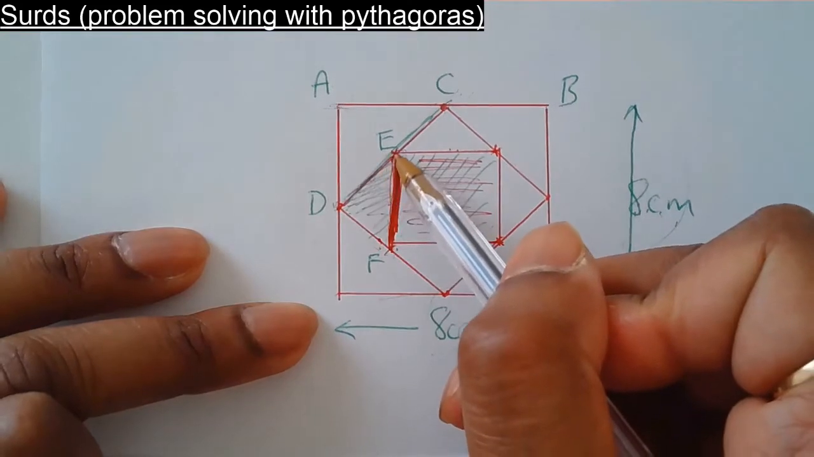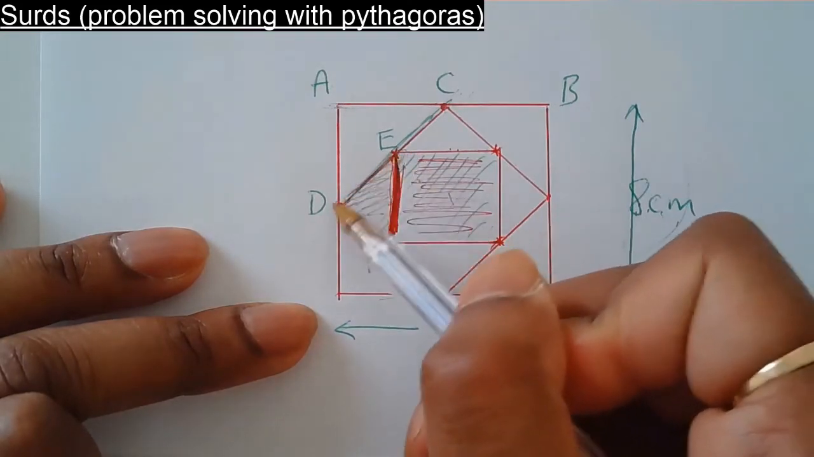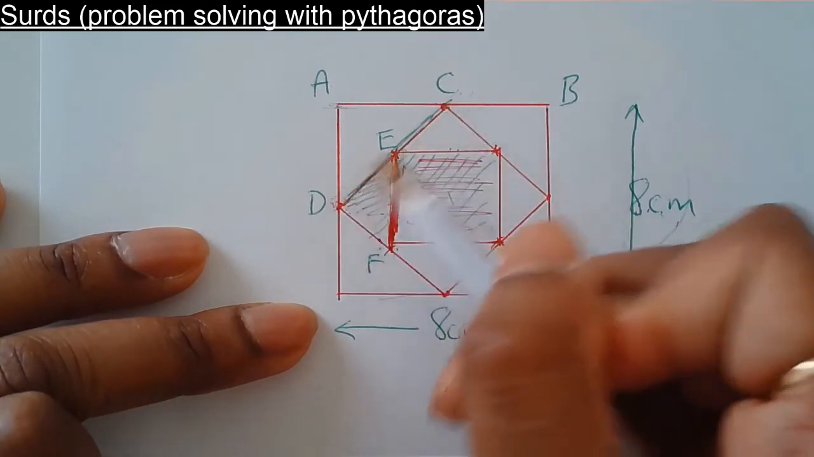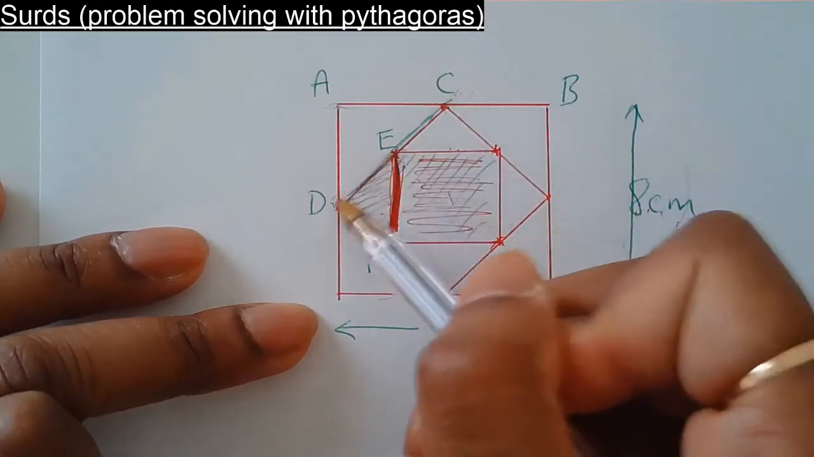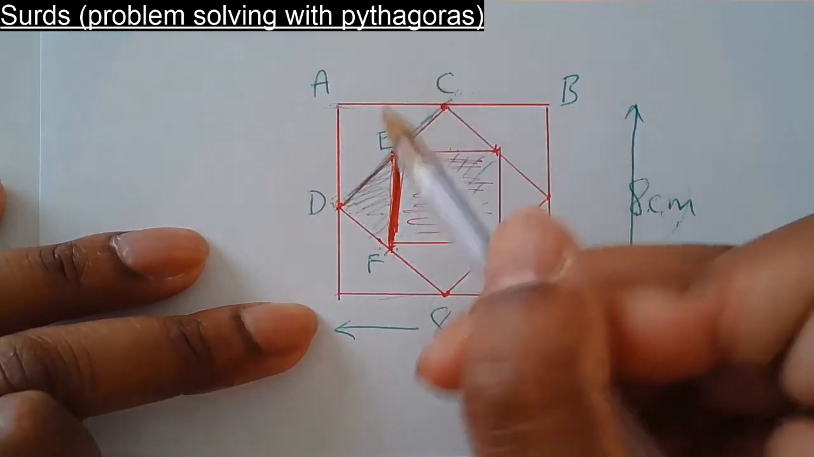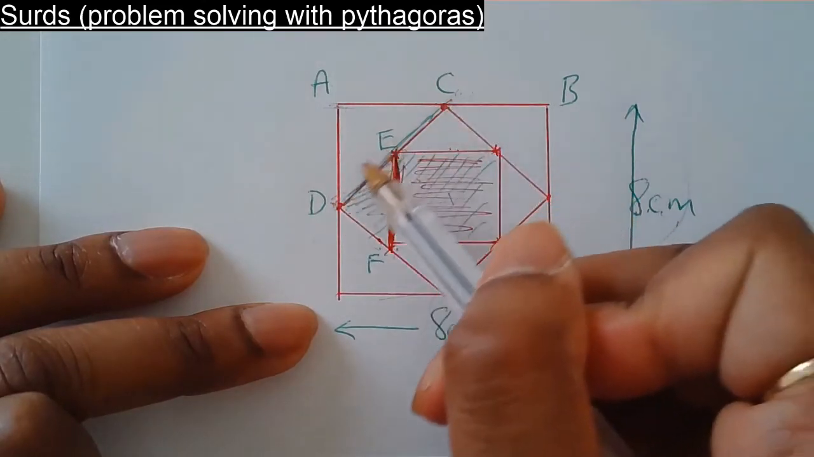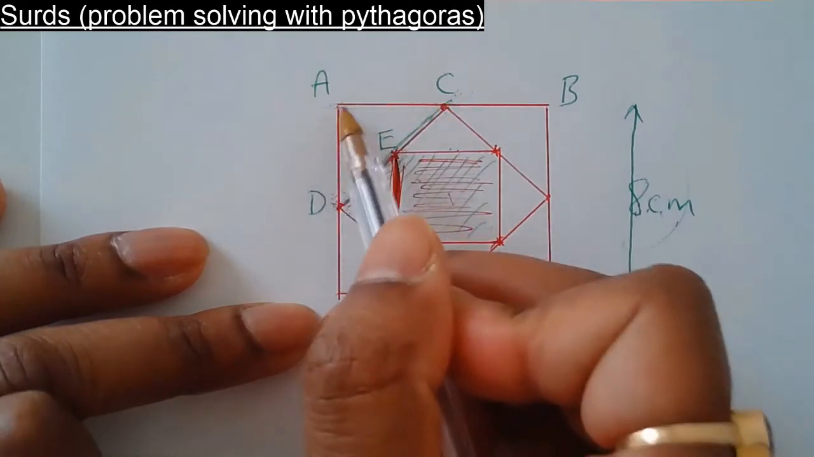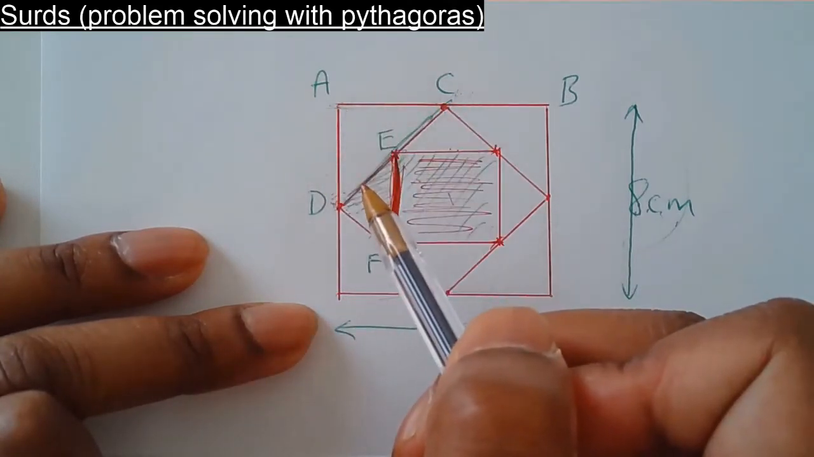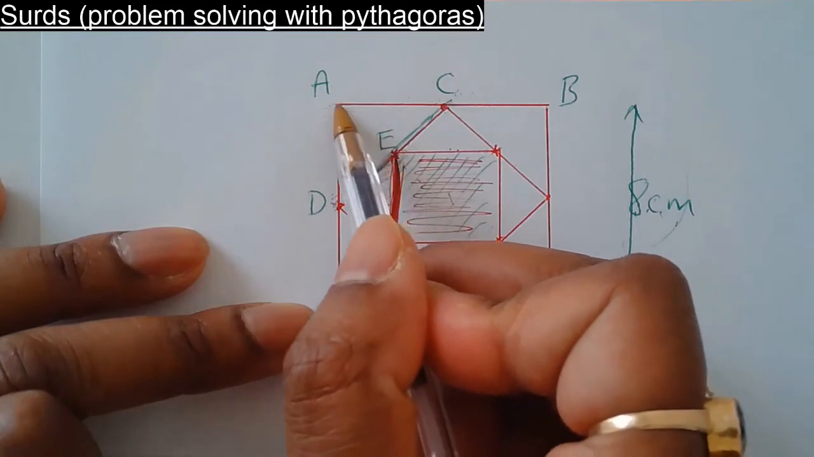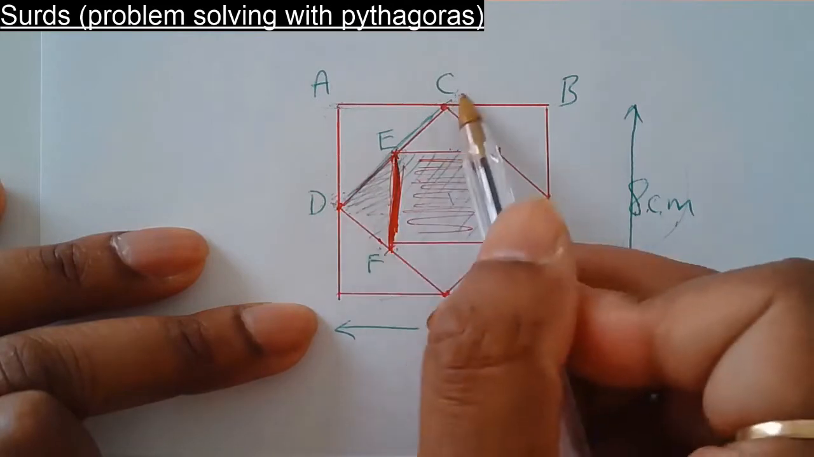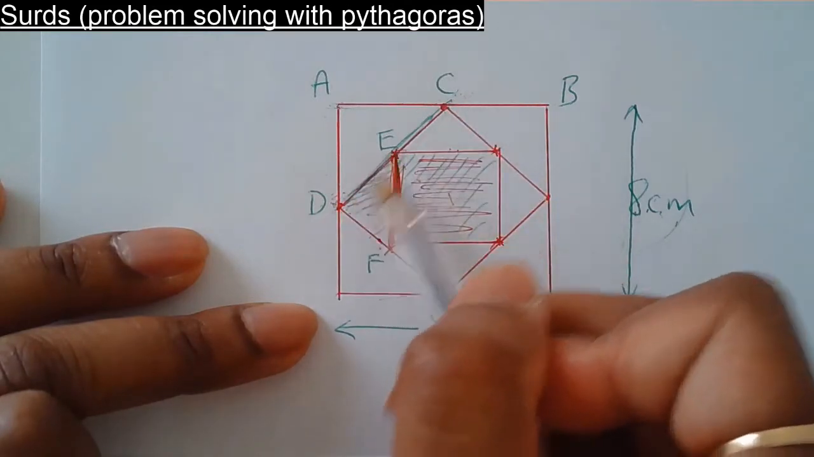For me to be able to get DE, I need to know what DC is. Because once I've worked out what DC is, I can half it to get my DE. Now, to work out DC, I need to know what AC is and AD is. Both numbers are going to be the same. So once I've worked out AC and AD, I can use Pythagoras to get DC. Half of DC is DE.